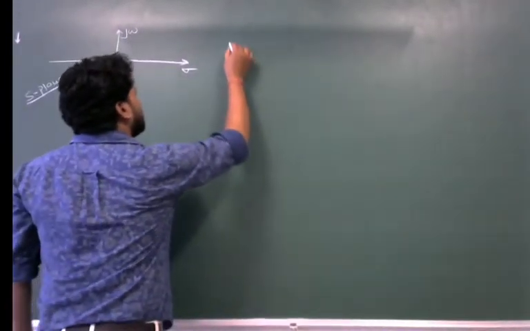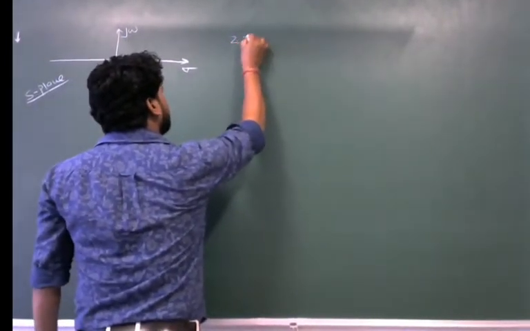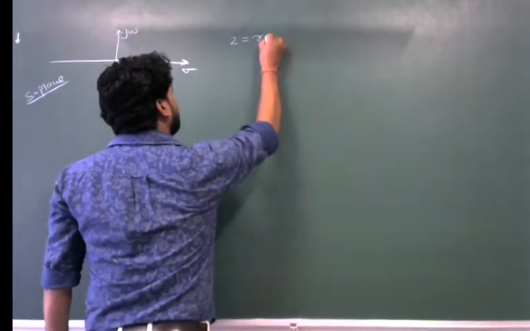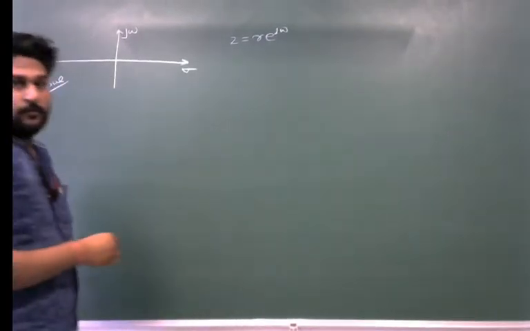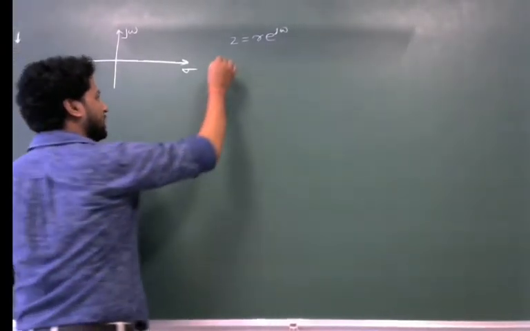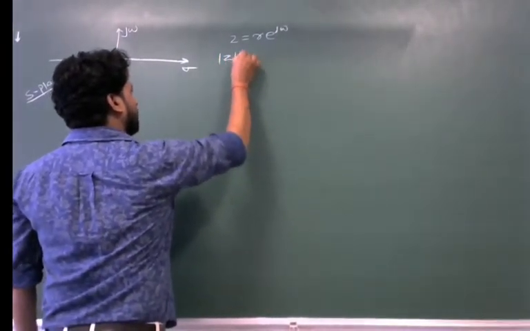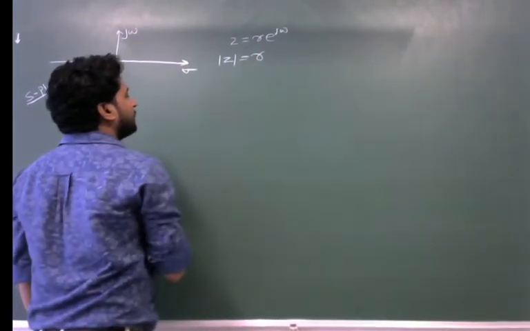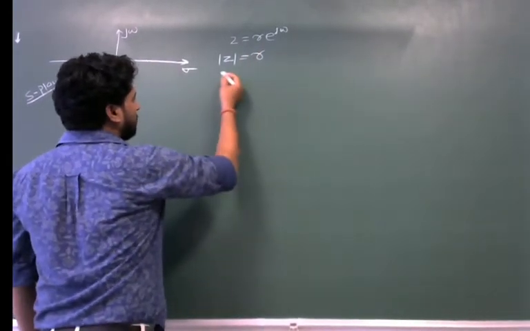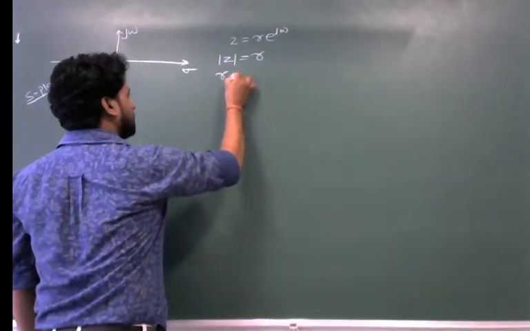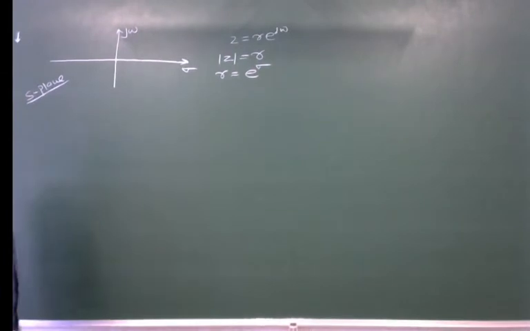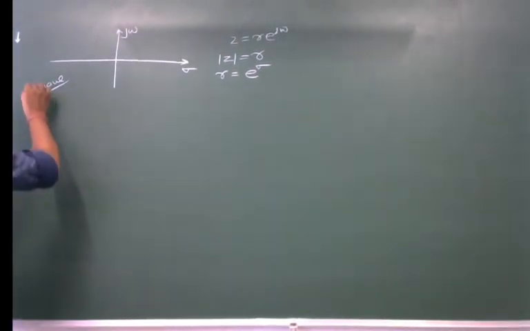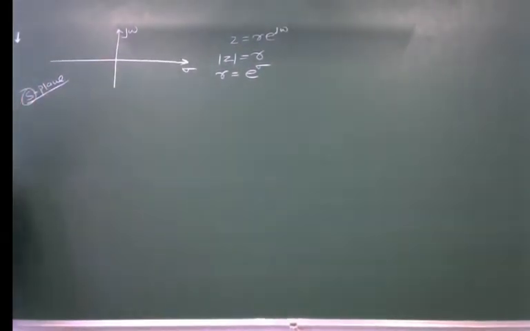What we have seen earlier is the variable Z in the Z transform is equal to r e power j omega. So, what will be the modulus of this Z? This will be equal to r. And we know from the discussion that this r is equal to e power sigma, where sigma is the real part of this variable S.